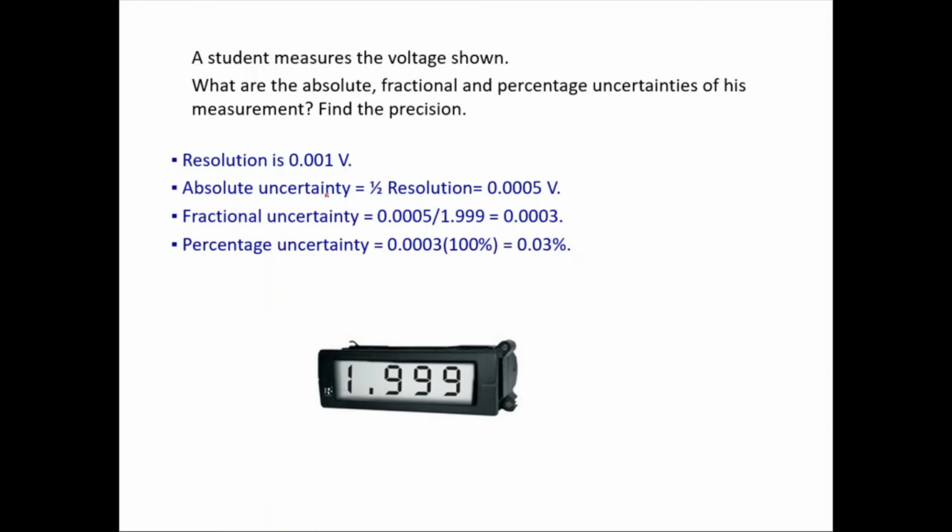The absolute uncertainty, on the other hand, is going to be 1 over 2 of the resolution. Why? Because we are just going to read it. We don't need to align to the 0. The calibration is always done. That's why we are only going to read the resolution. So the absolute uncertainty will be 0.0005. Then the fractional uncertainty is the uncertainty divided by the measured value. If we divide these two values, we are going to get 0.0003. And the percentage uncertainty is this fractional uncertainty times 100, which is 0.03.